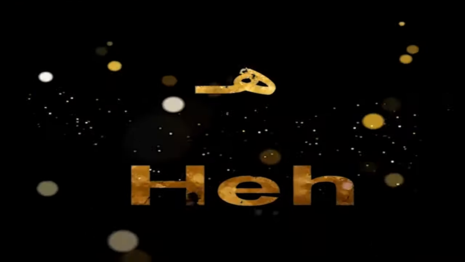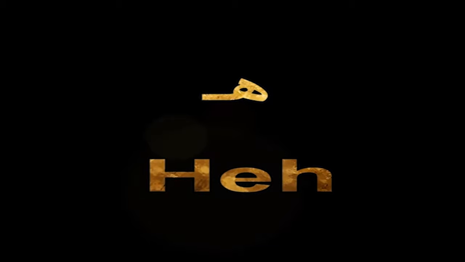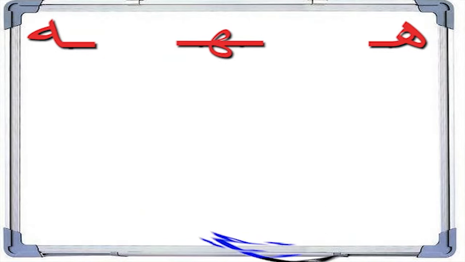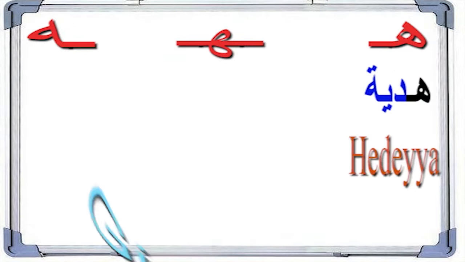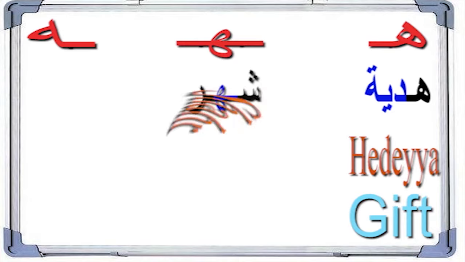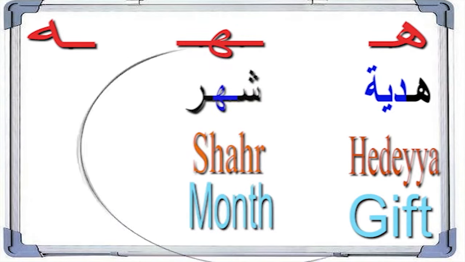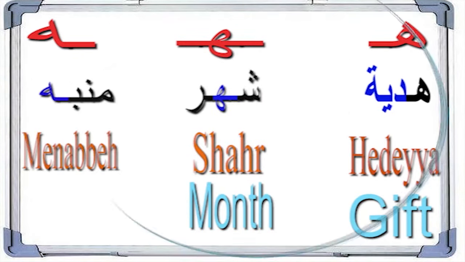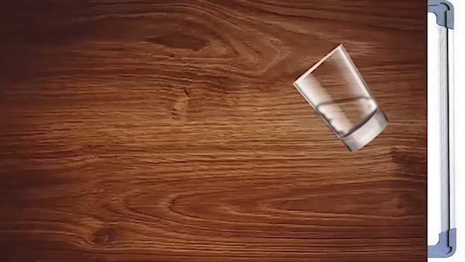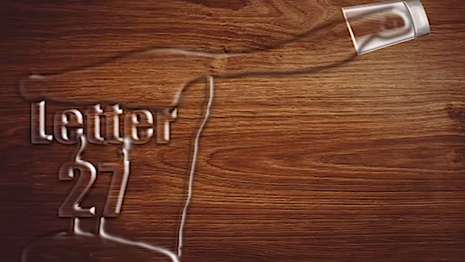Ha. Ha in the beginning. Ha in the middle. Ha at the end. Example words: gift, month, alarm clock. Letter number 27.